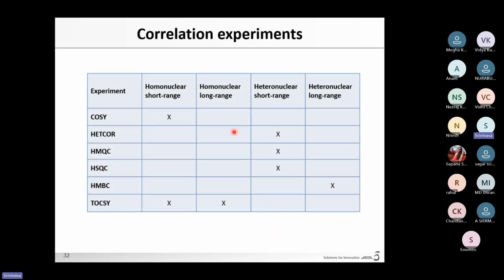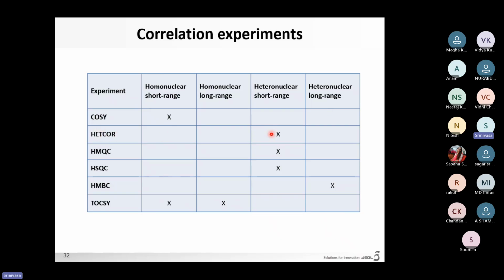Okay, let me summarize the experiments which I mentioned over here. We have many correlation experiments, and a few of them we routinely use in our day-to-day synthetic labs. Those are the COSY. COSY gives homonuclear short-range couplings, like 3 bonds or maybe up to 4 bonds can be seen, or even 2 bonds also can be seen here. No long-range coupling, no heteronuclear coupling is present.